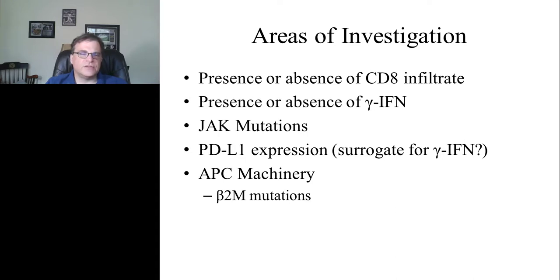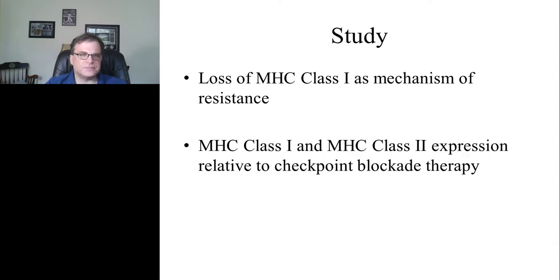But things that have been associated with potential resistance mechanisms to anti-PD-1 have been mutations in the tumors themselves, particularly JAK mutations, which would not permit interferon signaling. PD-L1 expression has been a surrogate for interferon to some extent; it's an inducible ligand. And aspects of the APC machinery, specifically beta-2 microglobulin mutations, would not allow class 1 to be expressed in the tumor, and therefore CD8 cells would be challenged to lyse and kill those cells. So those are the thoughts about what the next steps of investigation would include.